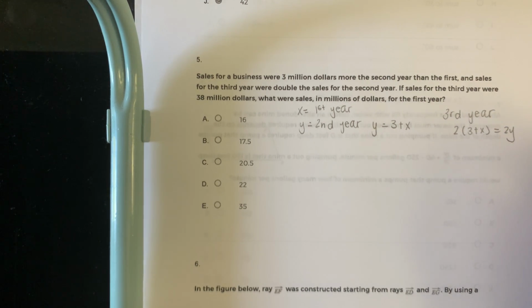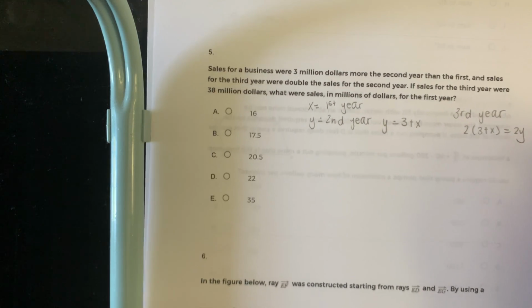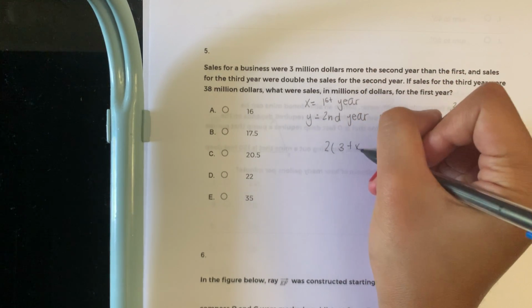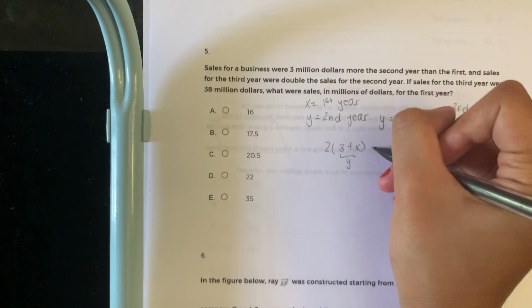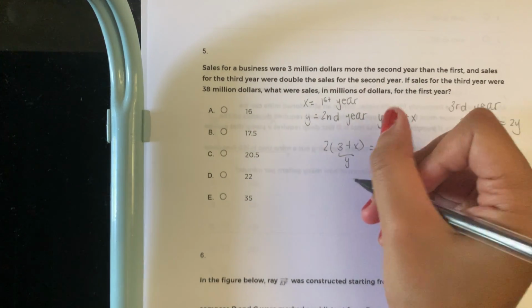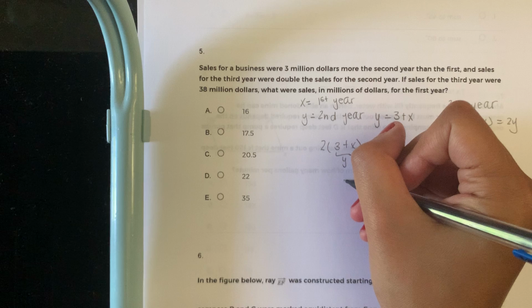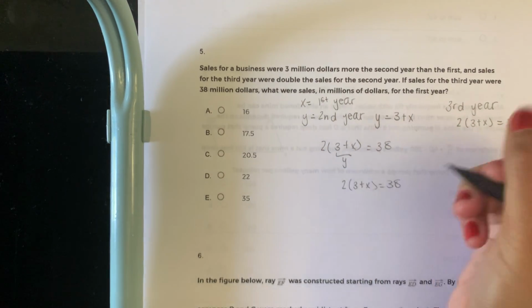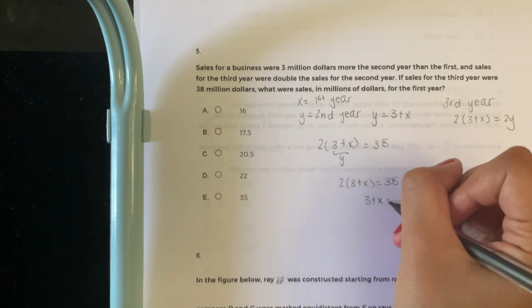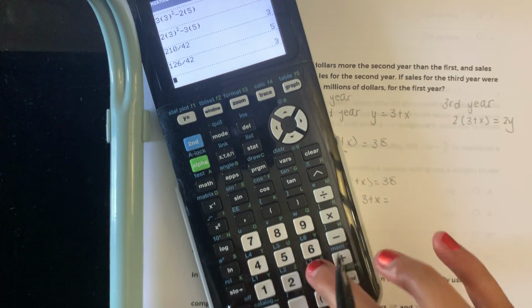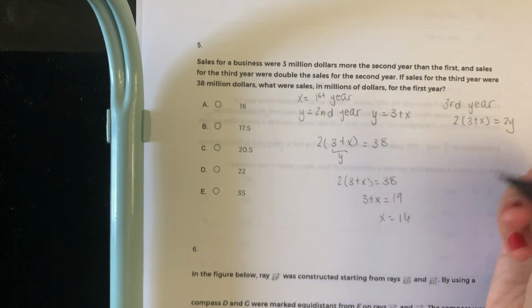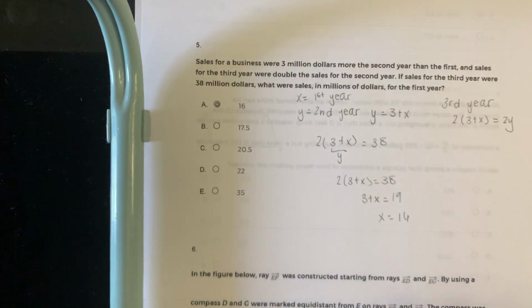If sales for the third year were $38 million, what were the sales for the first year? So third year, 2 times 3 plus x, is equal to 38. So let's just divide: 3 plus x is equal to 38 divided by 2. What's 38 divided by 2? 19. So x is equal to $16 million, which is right there.